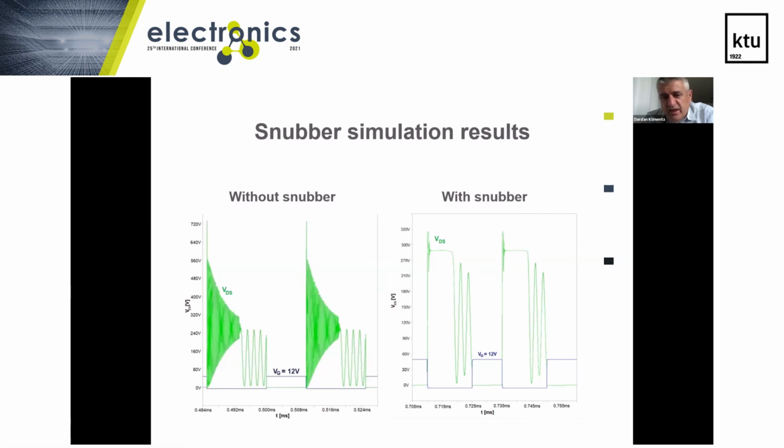This solution with the snubber, can we find it in practice? In which devices? In a flyback converter, for example. Is it possible to buy, for example, a converter with this snubber? All converters available on the market are without it.